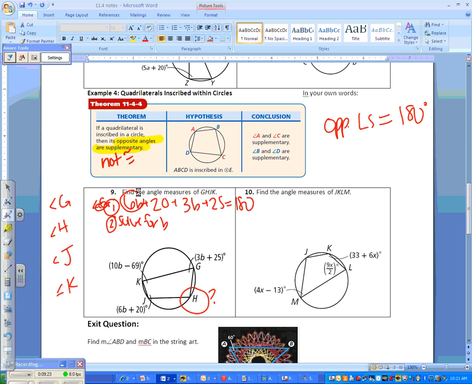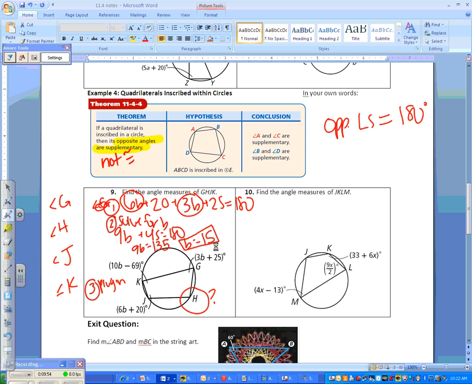So we have a 6b and a 3b. That's 9b. And we have 20 plus 25, that's 45. Then I'm going to subtract, and I'm going to get 9b equals 135. And I'm going to divide, and I get 9b... oh, b equals 15. Then what I'm going to do is go back and plug it into all these angles. So the third step is to plug in.